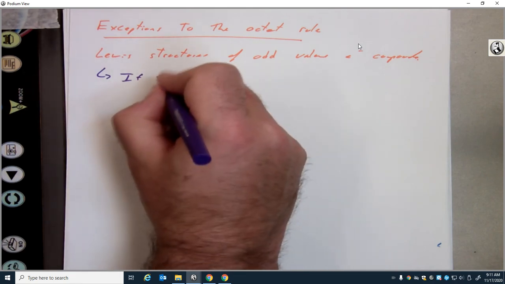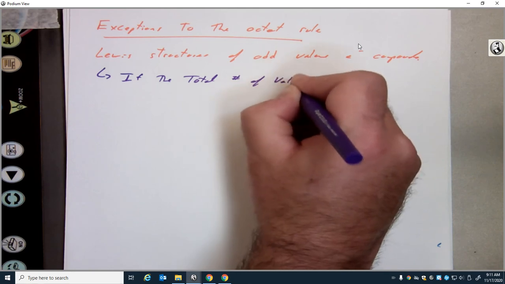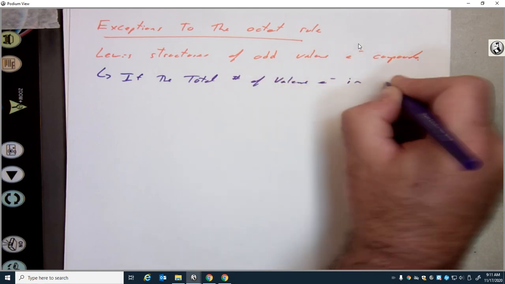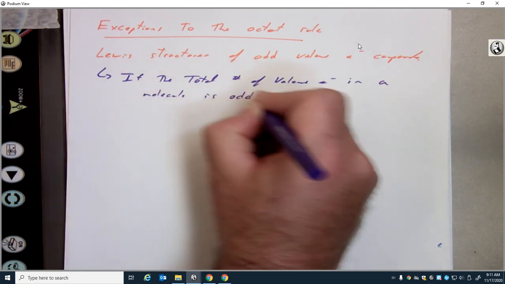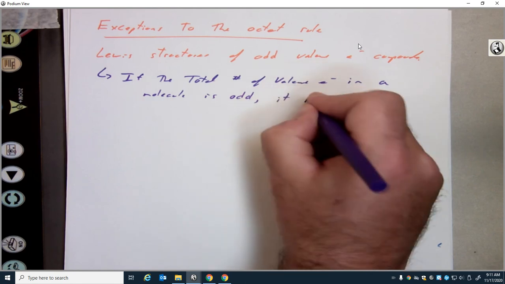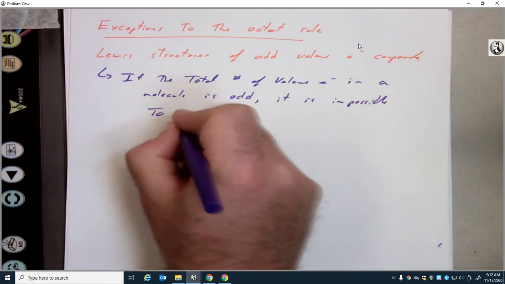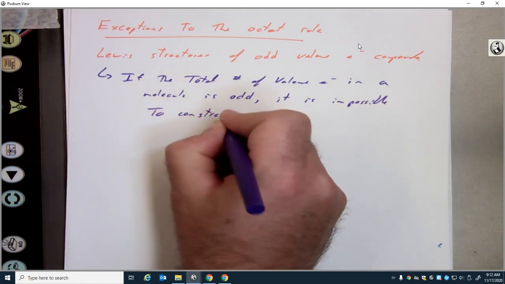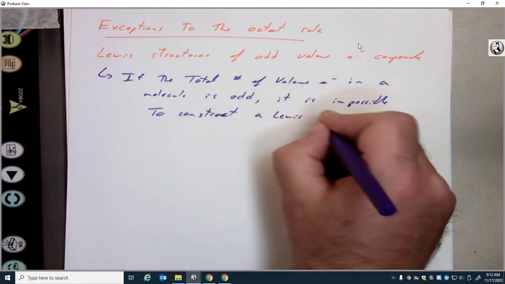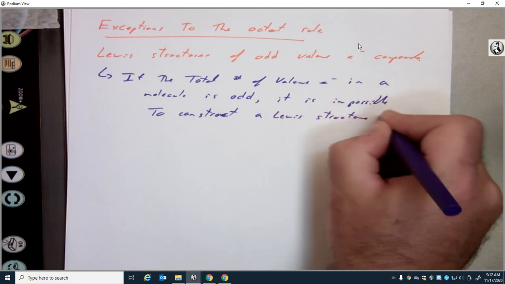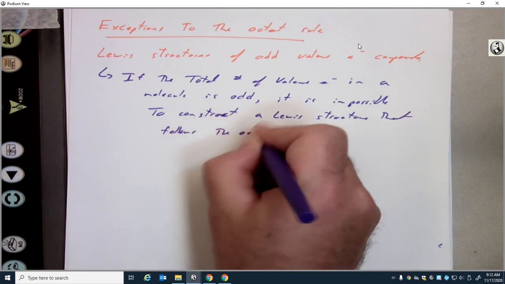So if the total number of valence electrons in a molecule is odd, it is impossible to construct a Lewis structure that follows the octet rule.